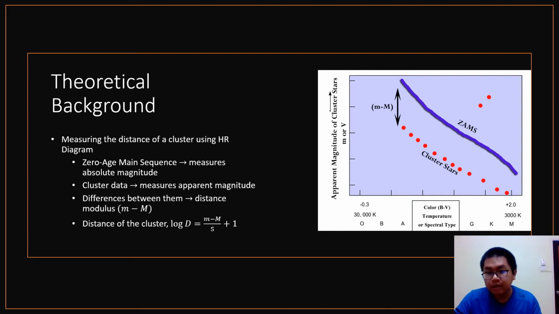Next, we will have the cluster stars. Cluster stars are made out of stars, and for each star, we categorize them using the temperature and their apparent magnitude. Putting them together, we have a cluster. This will measure the apparent magnitude. So we have an absolute magnitude and an apparent magnitude, and the difference between them is the distance modulus. To get the distance of the cluster, we just have to use the formula log d equals (m minus M) divided by 5, plus 1. How do I come to this formula? You can take a look further in my research paper.